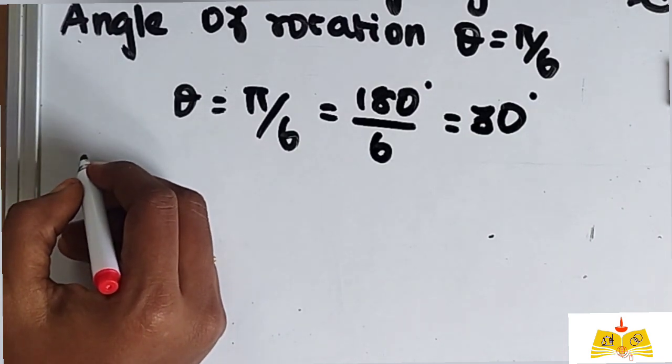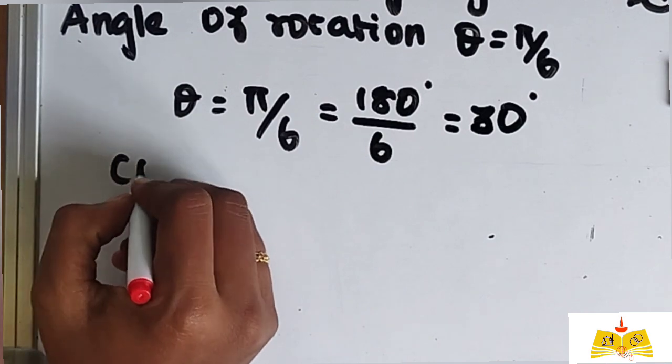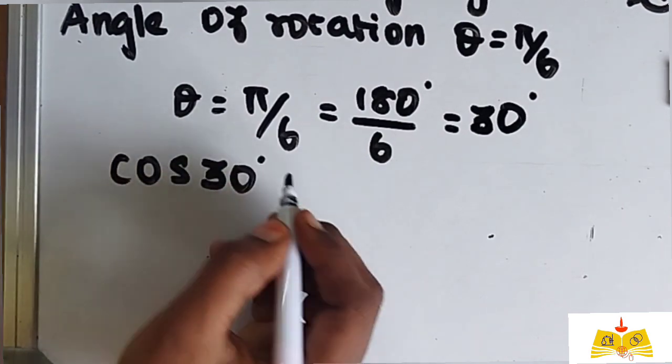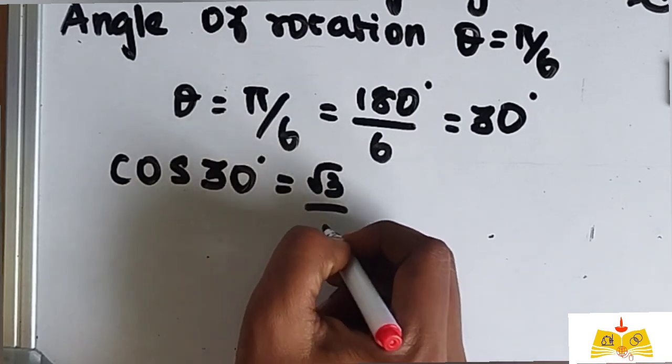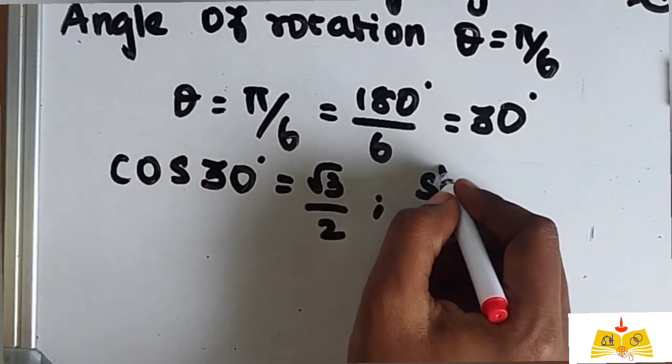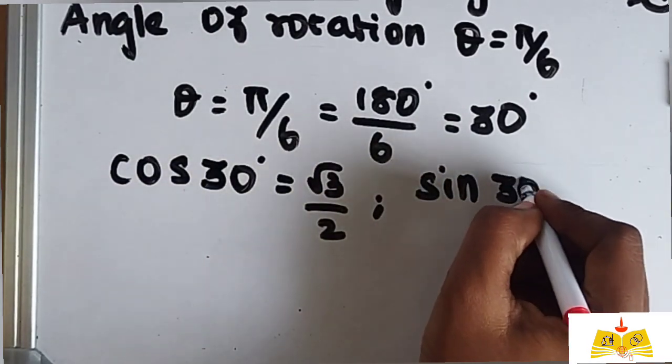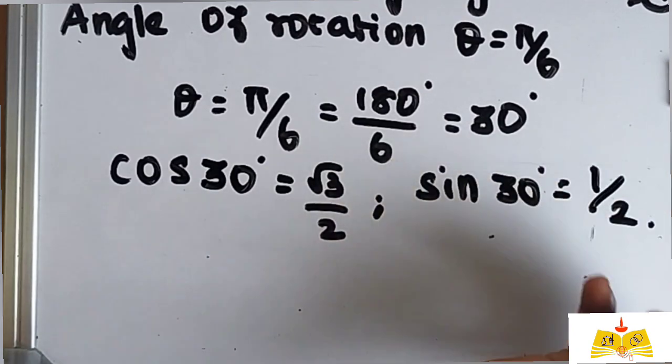Before that we have to be clear with what is cos 30 degrees and what is sin 30 degrees. What is cos 30 degrees? Root 3 by 2. Fine. What is sin 30 degrees? 1 by 2. Clear?